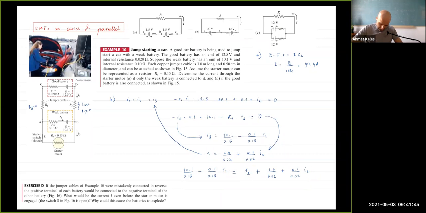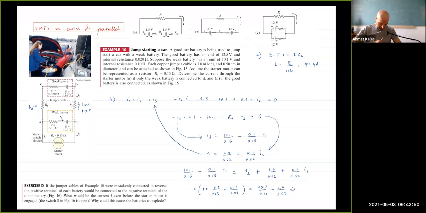I2. So let's solve this for I2. So I2 times parenthesis 1 plus 0.1 over 0.15 and plus 0.1 divided by 0.02 should be equal to 10.1 divided by 0.15 minus 2.4 divided by 0.02. So then this will give us, let me calculate this. Okay, clear. 10.1 divided by 0.15 minus 2.4 divided by 0.02, something like that.